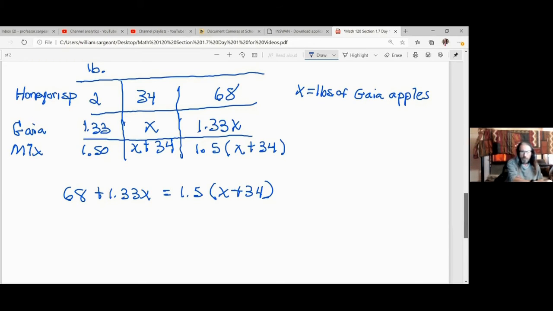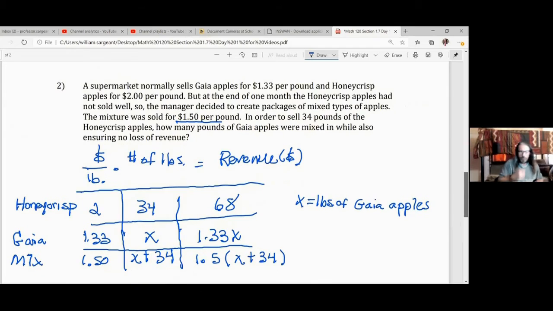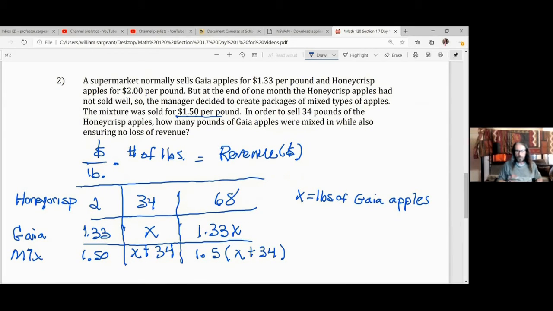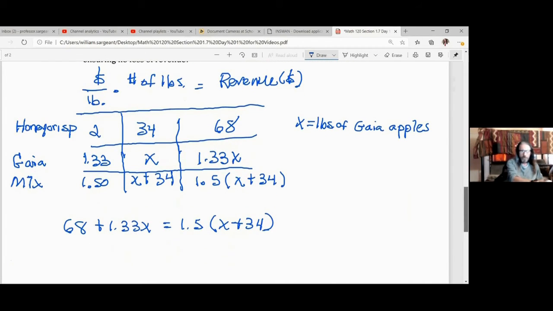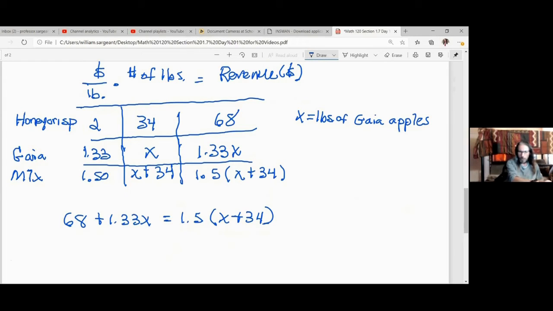Now, before I'm solving for x, I want to point out that the price of the mix is only 17 cents away from how much the Gaia apples sell for, whereas it is further away, 50 cents per pound less than the Honeycrisp when sold alone. And so I would think that that price for the mixture is coming from the fact that more of the less expensive Gaia apples are being used. Let's find out if we get something that's bigger than 34.